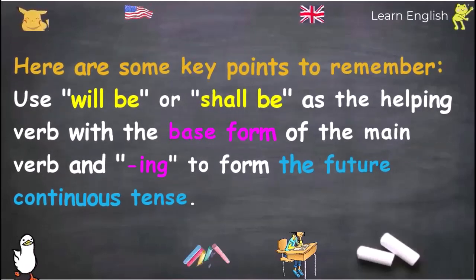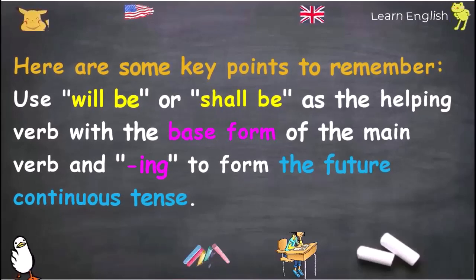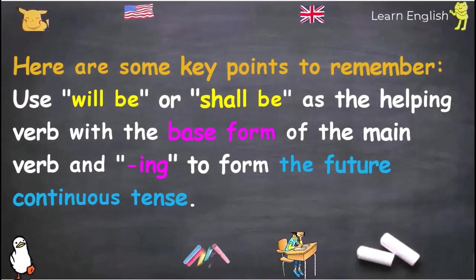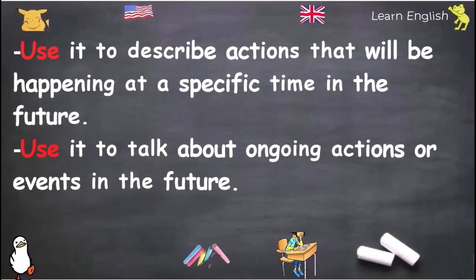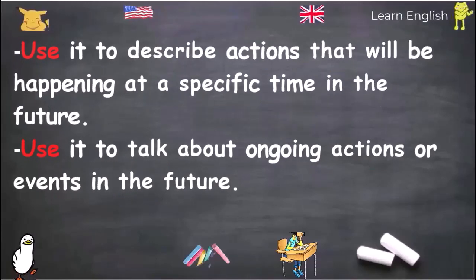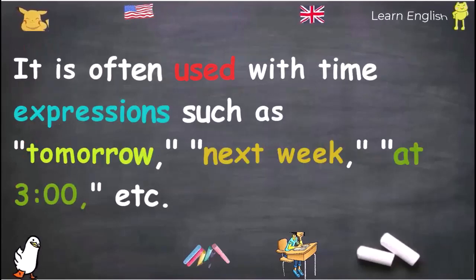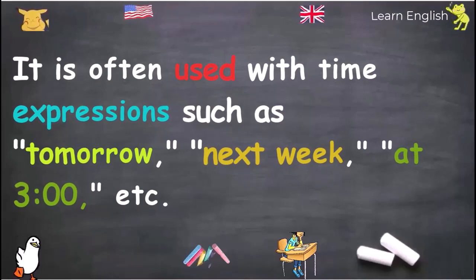Here are some key points to remember. Use will be or shall be as the helping verb with the base form of the main verb and -ing to form the future continuous tense. Use it to describe actions that will be happening at a specific time in the future. Use it to talk about ongoing actions or events in the future. It is often used with time expressions such as tomorrow, next week, at 3 o'clock, etc.